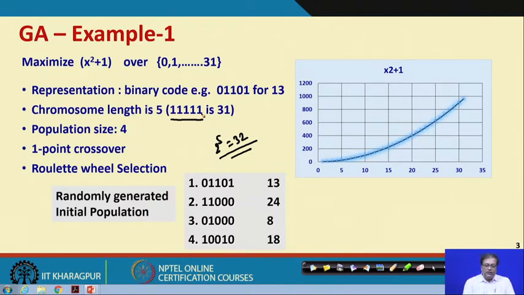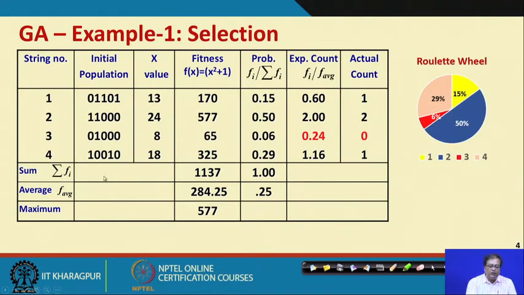So, first we have to generate an initial population. Let us say we have generated an initial population 0 1 1 0 1, 1 1 0 0 0, 0 1 0 0 0 and 1 0 0 1 0. So, what exactly have we done? We have flipped some coins and got these zeros and ones. So, that is our initial population. The initial population has got 4 chromosomes, that is 13, 24, 8 and 18. So, what do we do with them? Let us see.